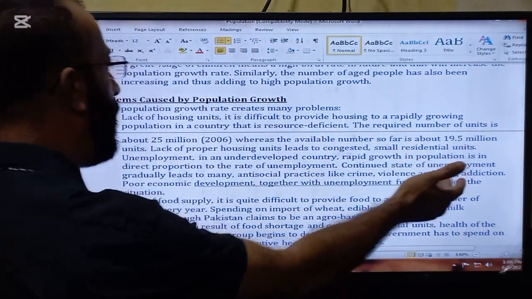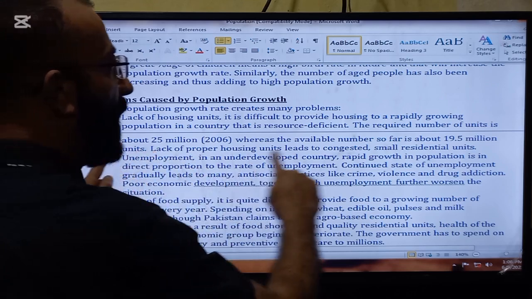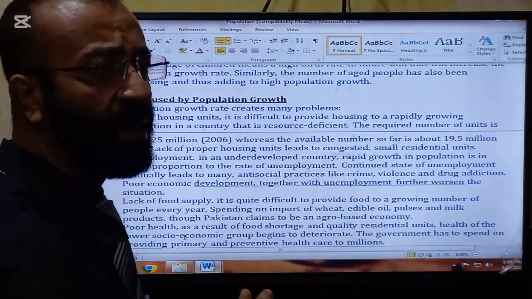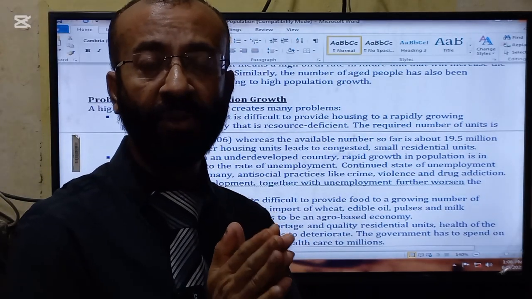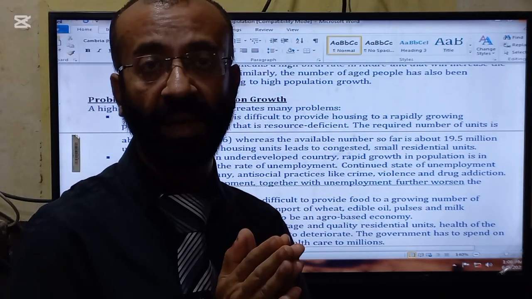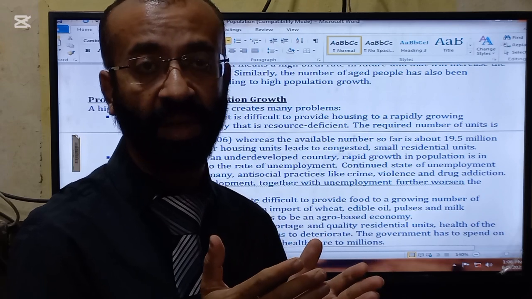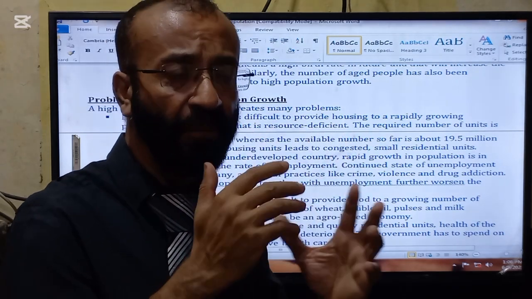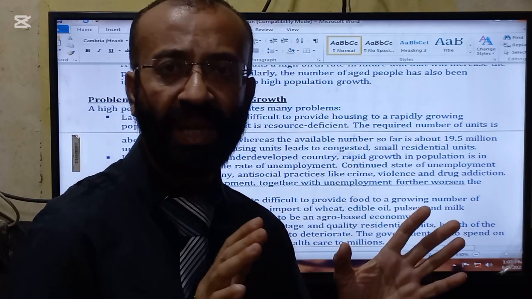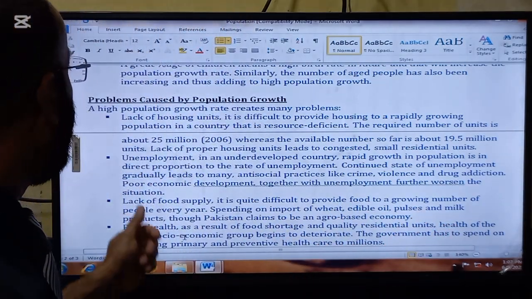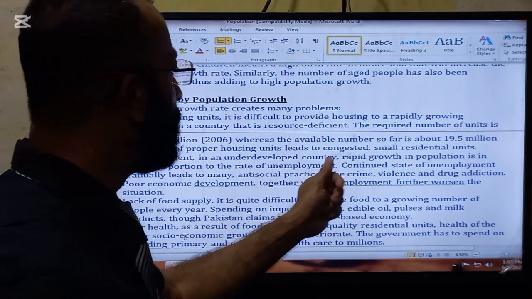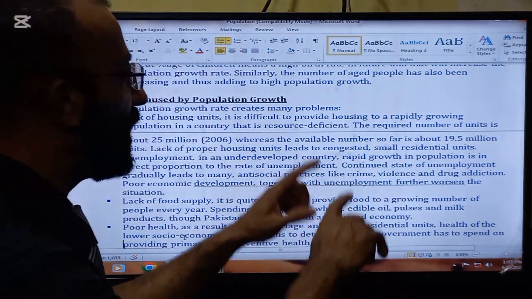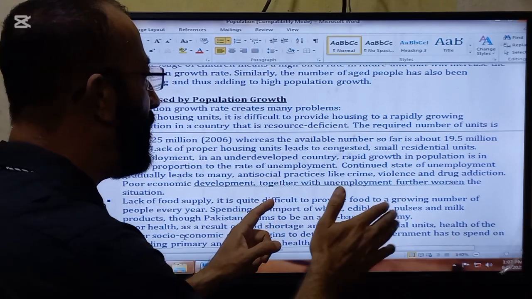So available is 19.5, required is 25. Look at the difference. That is almost 25%, so about 30% is deficient. So there are 30% fewer housing units available in Pakistan. So that 30% of people are forced to live a very miserable life. Lack of proper housing units leads to congested small residential units. So people are forced to live in a small house, and a lot of people live there.